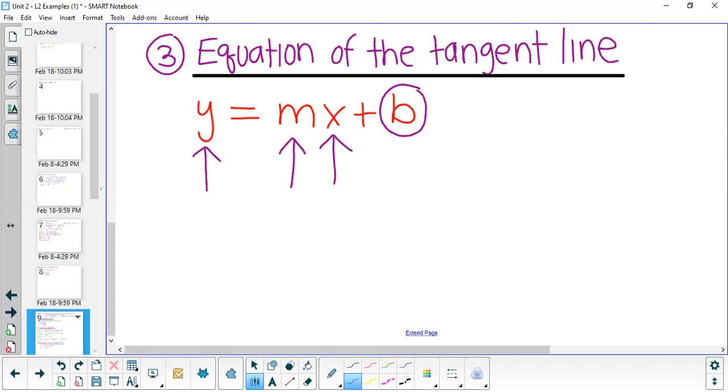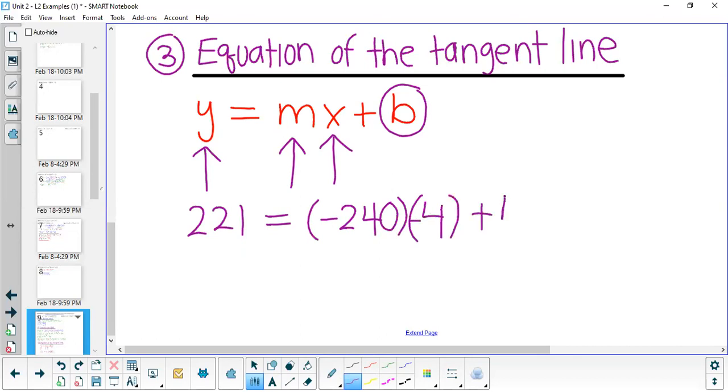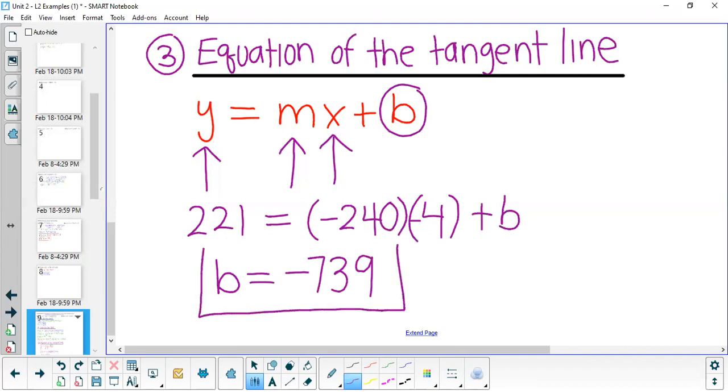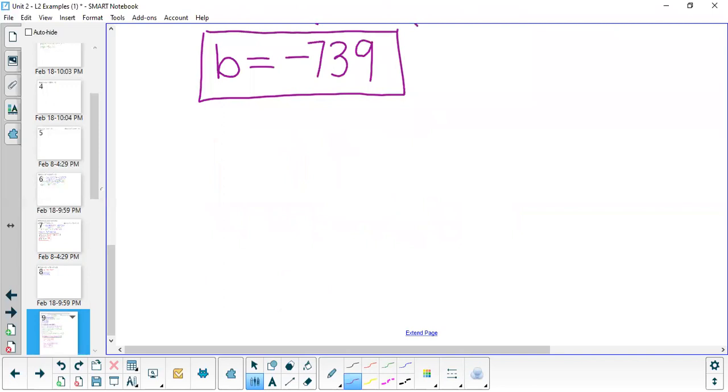So my y coordinate, 221. My slope, -240. My x coordinate was -4 plus b. So here you don't really have to, you can continue, you can multiply and show me, but b is equal to -739. And you can show me how to get that. I'm just confirming that your answer from hallway math is the same as my answer.